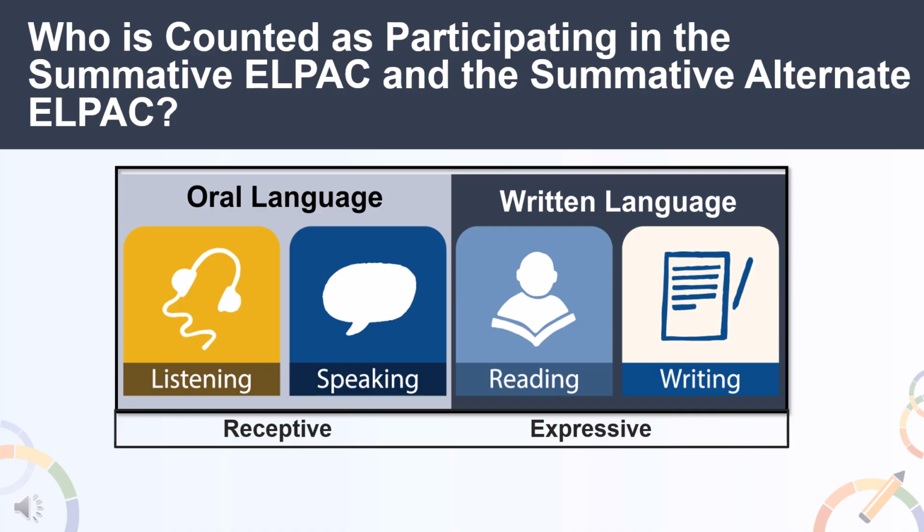EL students who are counted as participating in the summative LPAC are EL students who log on to at least one domain in each composite. The oral language composite includes listening and speaking. The written language composite includes reading and writing. Similarly, for the summative alternate LPAC, EL students must be administered at minimum one receptive item, which includes listening and speaking, and one expressive item, which includes reading and writing, from anywhere within the assessment. Please note that a marked no response is also considered a valid response and therefore counts as a completed item.